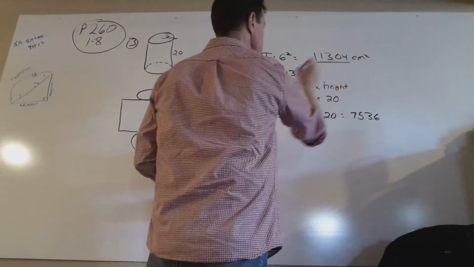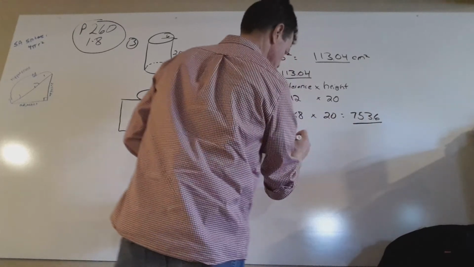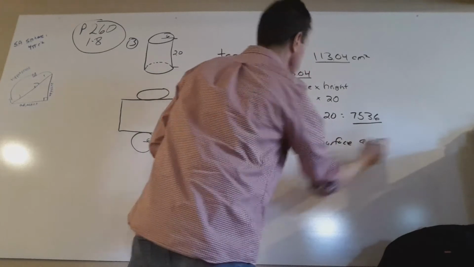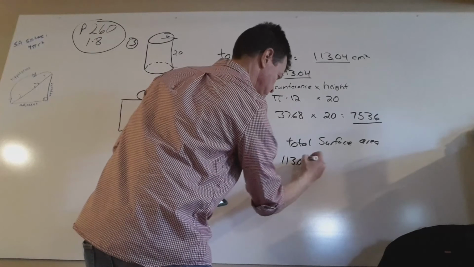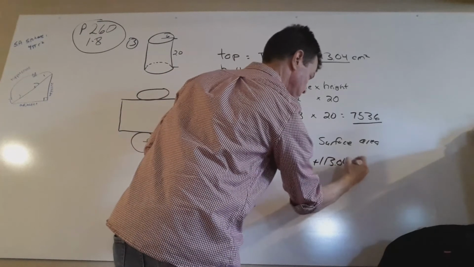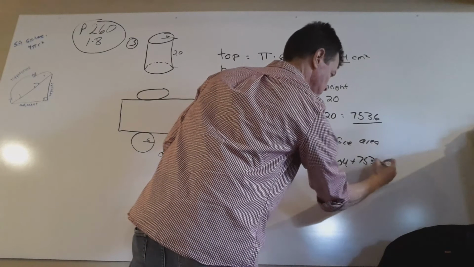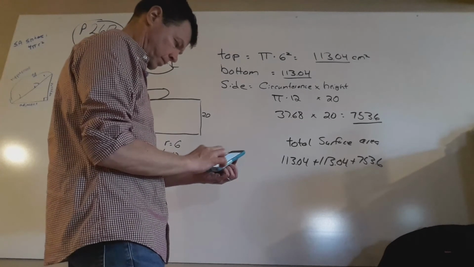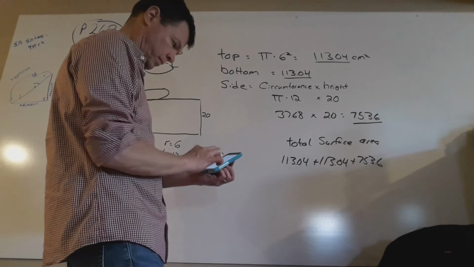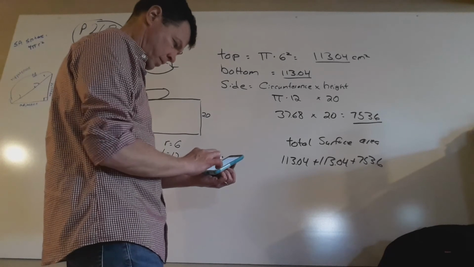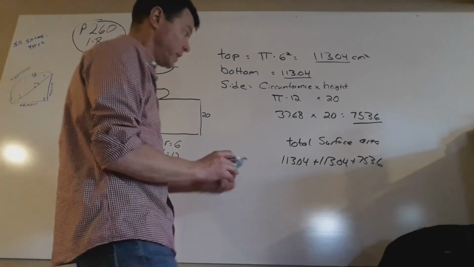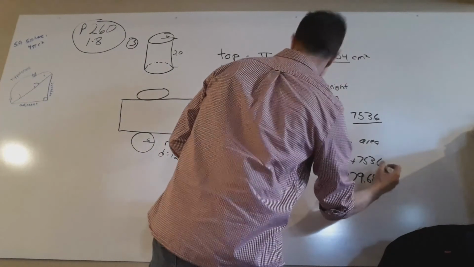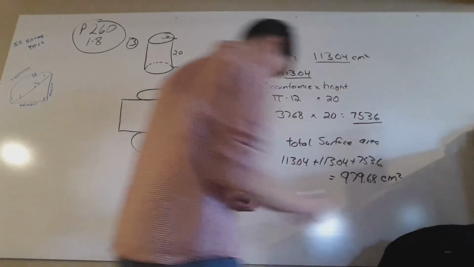So again, we'll add this number and this number to get our total surface area: 113.04 plus 113.04 plus 753.6 equals 979.68 centimeters squared. There you have it.